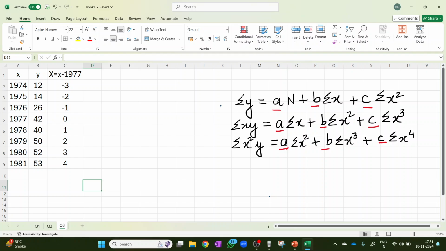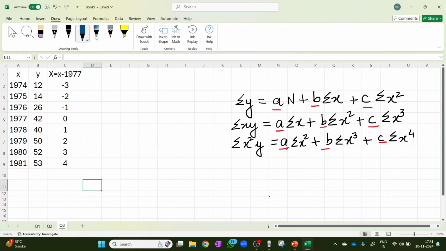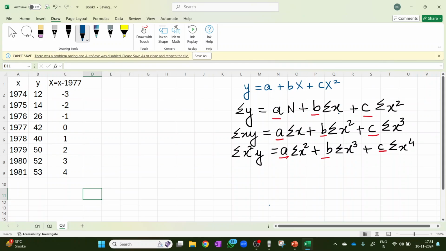Now understand what is going to happen here. My original equation was y is equal to a plus bx plus cx squared. I'll have to write everything now in terms of capital X. I cannot use the small x because for calculation purposes, we are using capital X. Are you getting this? So I'm replacing all the small x over here by capital X. We are going to work on capital X in this particular question, and then we'll bring back small x.